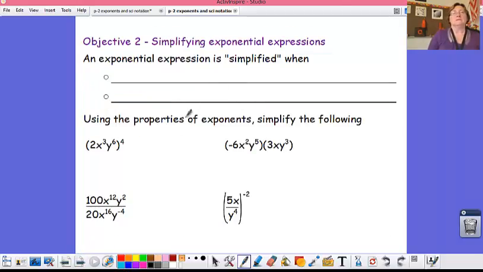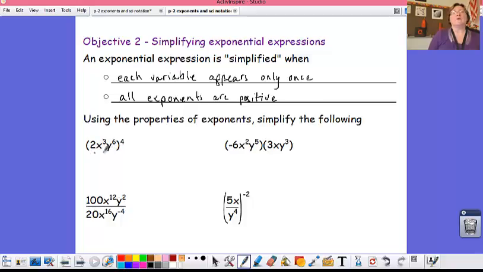What we want to be able to do is simplify exponential expressions. We consider an exponential expression simplified when each variable appears only once, and all exponents are positive. All right, those are the two rules we have to live by if we're going to simplify these exponential expressions. I'm going to ask you to start here.